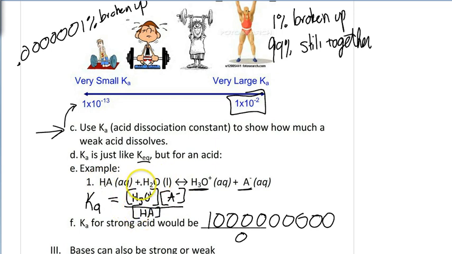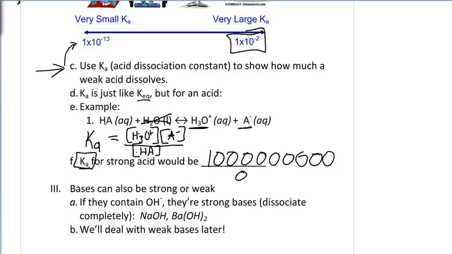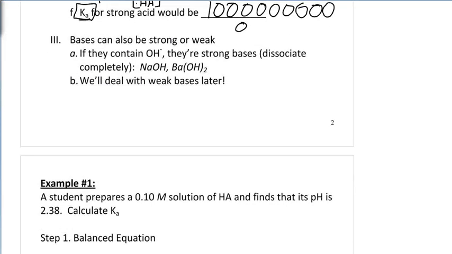And would we include H2O? No, we wouldn't, because it's a pure liquid. So if it's all broken up, you'd have lots of concentration with your products, and very little, or virtually 0, with your reactants. So it would be a huge Ka value. We're not going to deal with any strong acids this way. You'll use our old pH calculation method. Before we move on, though, bases can be strong or weak. We'll deal with that at a later date.